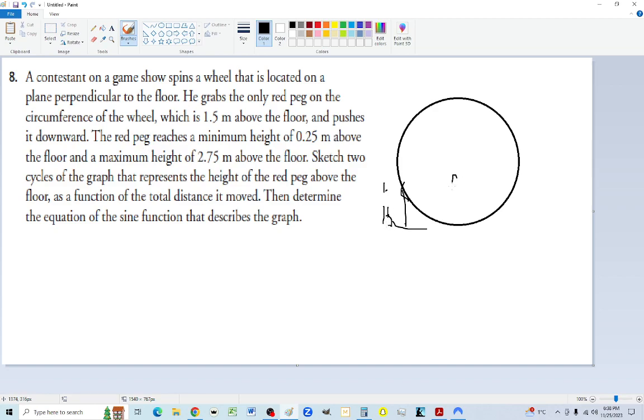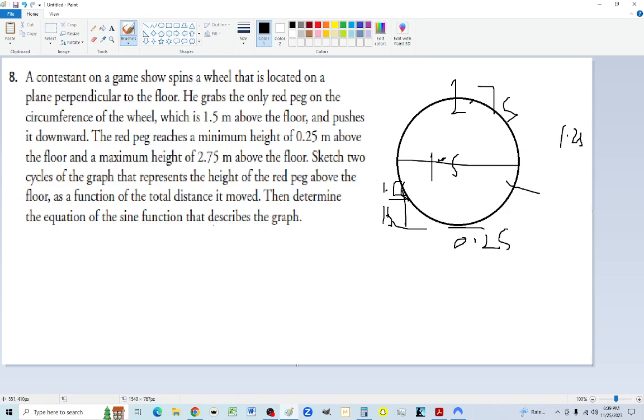And he pushes it downwards. So he's going this way. Or let's say it's over here and he's pushing it this way. Yeah, let's go with that way. The red peg reaches a minimum height of 0.25 above the floor and a maximum height of 2.75. So right away we can see the axis. It's 2.75 plus 0.25 divided by 2, which is 1.5. We also see the amplitude, which is 2.75 minus 1.5, which is 1.25.